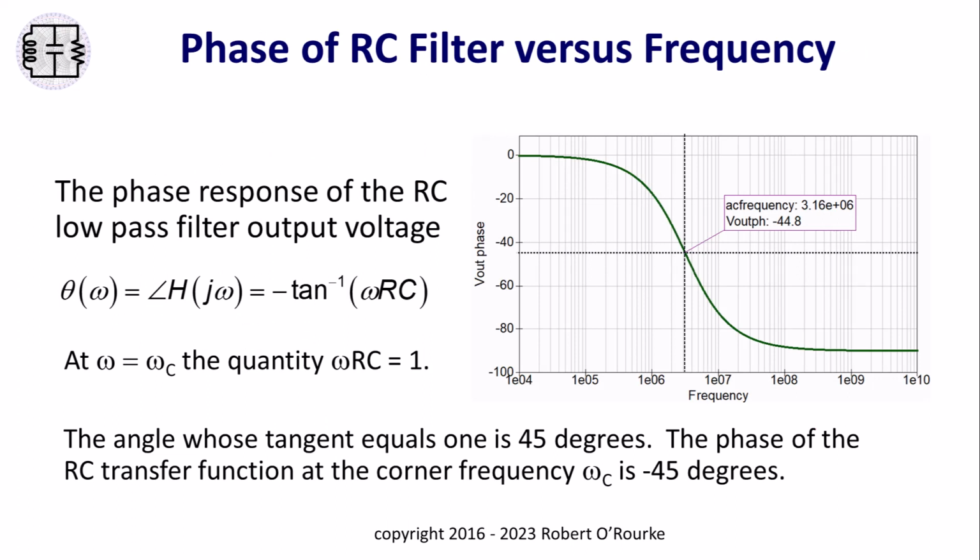Here is the phase response, theta of j omega, of the RC low-pass filter topology, the angle of the transfer function. As frequency increases towards infinity, the phase of the output capacitor voltage approaches minus 90 degrees.